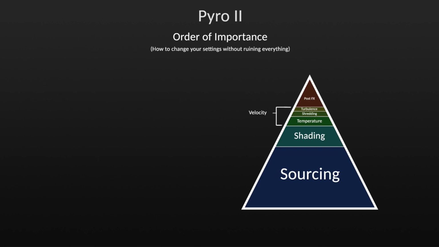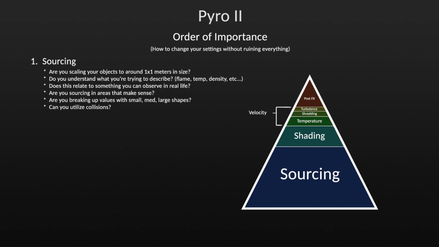So as you're going along with the sourcing, try to ask yourself a few questions. And these are things that we've just covered in the course. So for one, are you scaling your objects to around 1 by 1 meters in size? You want that consistency in your workflow. You want the numbers to always be around the same areas so that you can keep control over what everything is doing from shot to shot. So that's a really important thing right away.